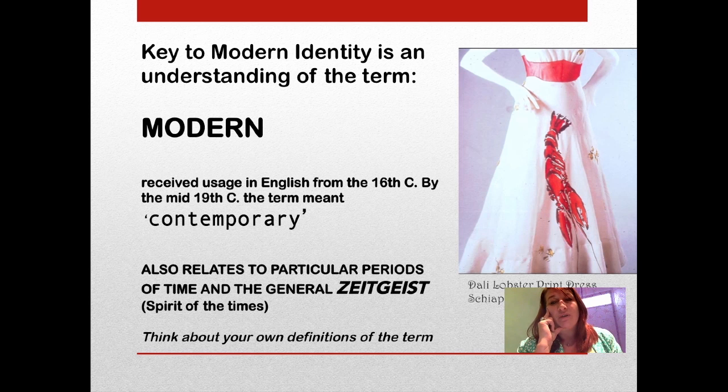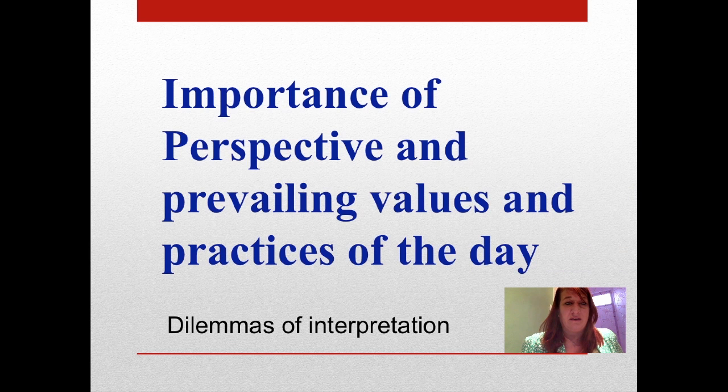So I think key to this idea of modern identity is an understanding of some of the terminology. As I've already mentioned, the word modern received usage in England in the 16th century, and by the 19th century we see the term contemporary meaning a similar thing. I love the word zeitgeist as well. This generally means spirit of the times, and again this is about relating a particular movement, a particular style to a period in time. Elsa Schiaparelli, when she designed her lobster print dress, was drawing direct references to Dali and the relationship between surrealism and the exploration of different forms of art and design.